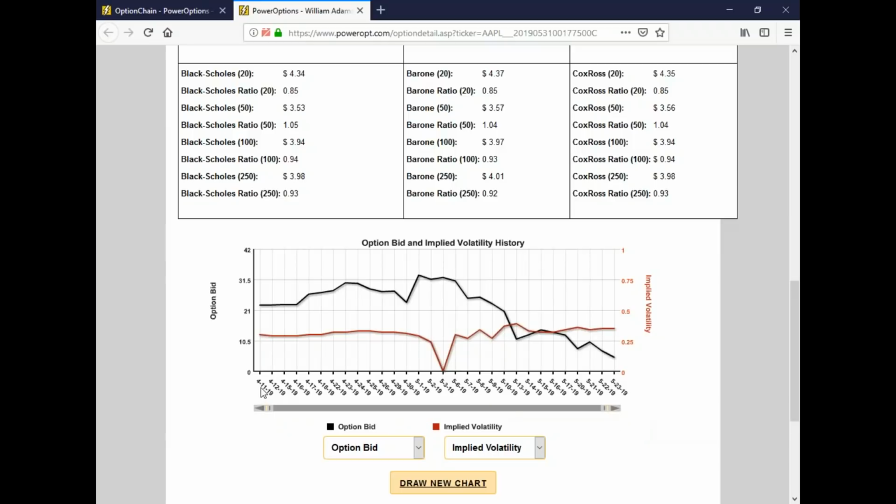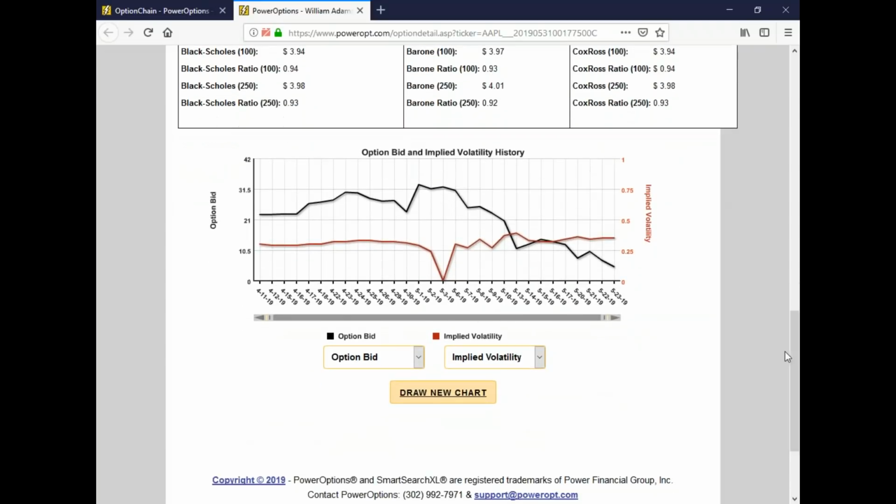It's showing us the data April 11th roughly to today, 523. Option bid has been decreasing. The implied volatility has moved up a little bit, but pulled back kind of with the market there. But why this selection of only April 11th through May 23rd?